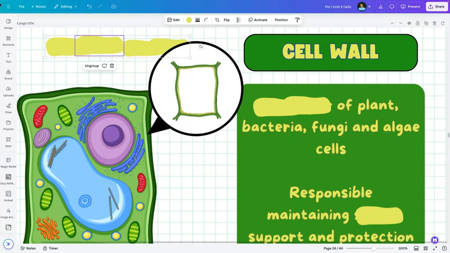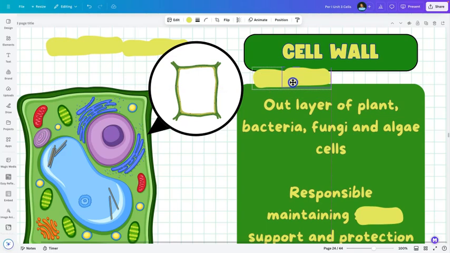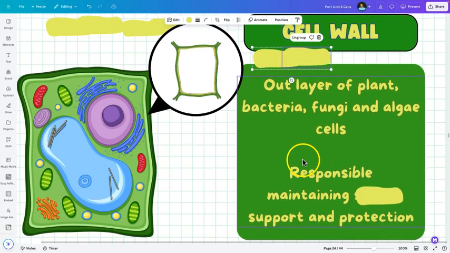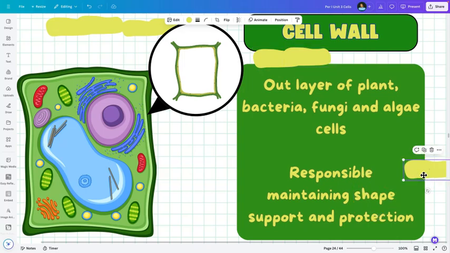Yes? So the walls are going to be literally the outer layer of a plant cell, bacteria, fungi. All you have to do is remember that it's not in animal cells, and you'll get it right. And it's responsible for maintaining shape, support, and protection.